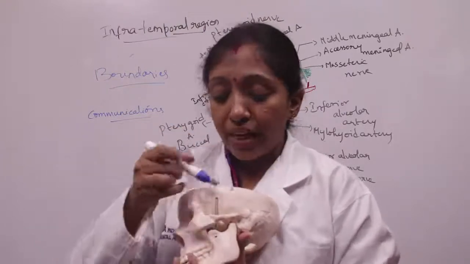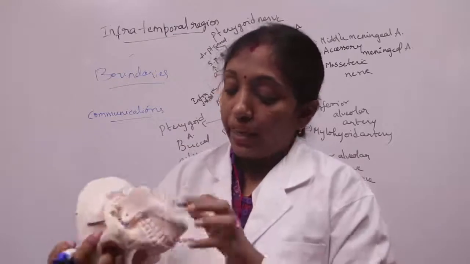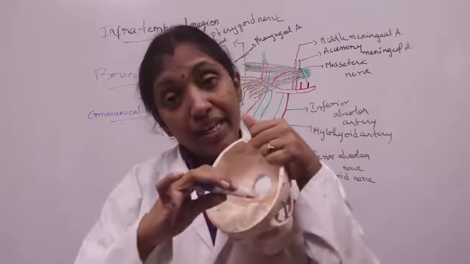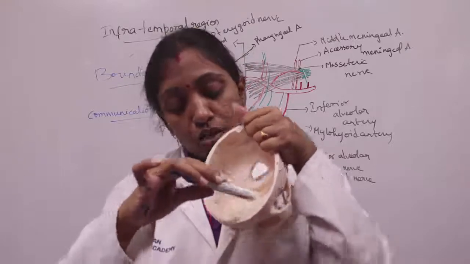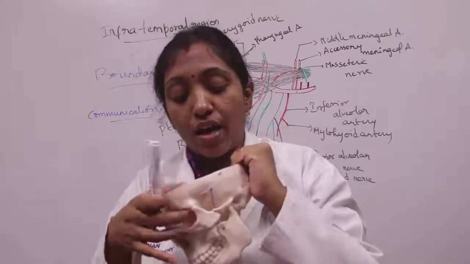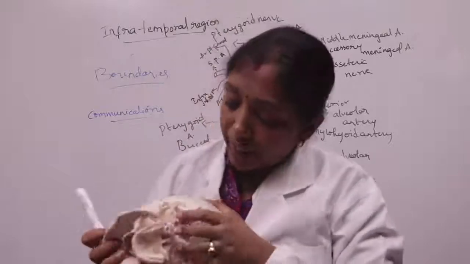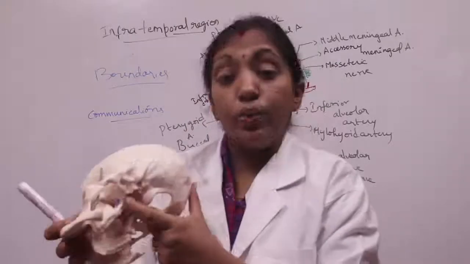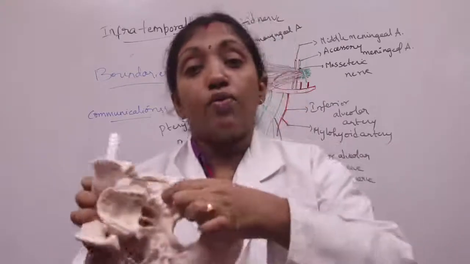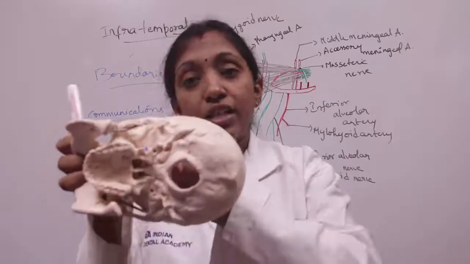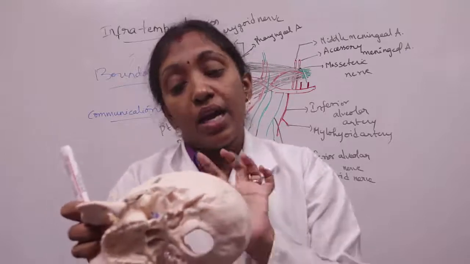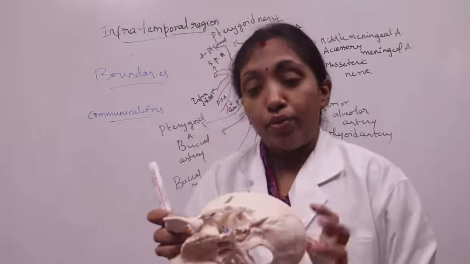So above and laterally it communicates with the temporal fossa, and above and medially it communicates with the middle cranial fossa. See here, this is the anterior cranial fossa, this is the middle cranial fossa, and this is the posterior cranial fossa. The infratemporal fossa communicates with the middle cranial fossa through a foramen called the foramen ovale, and also the foramen spinosum.